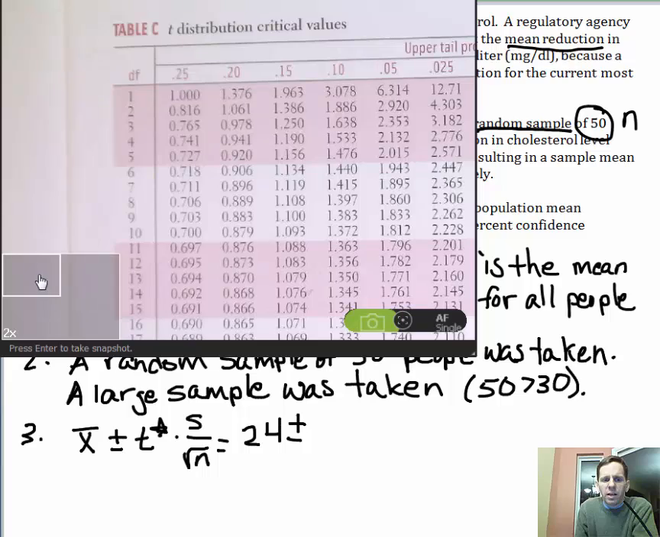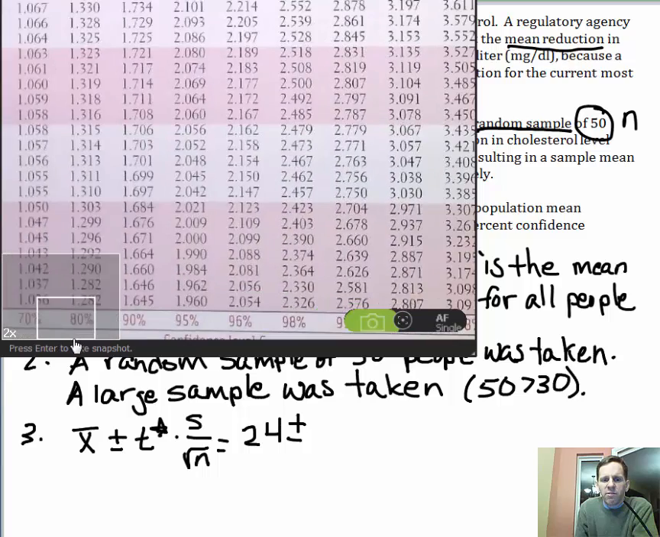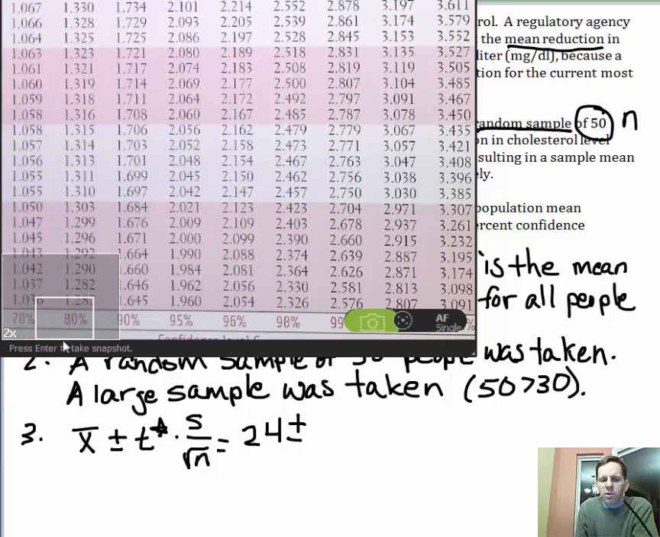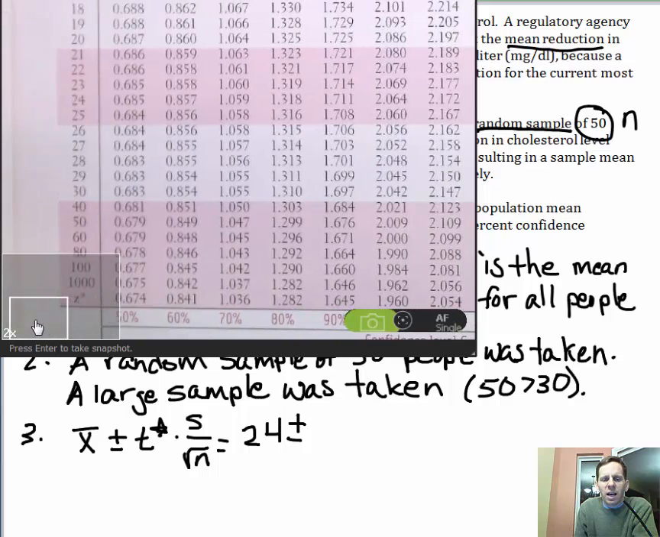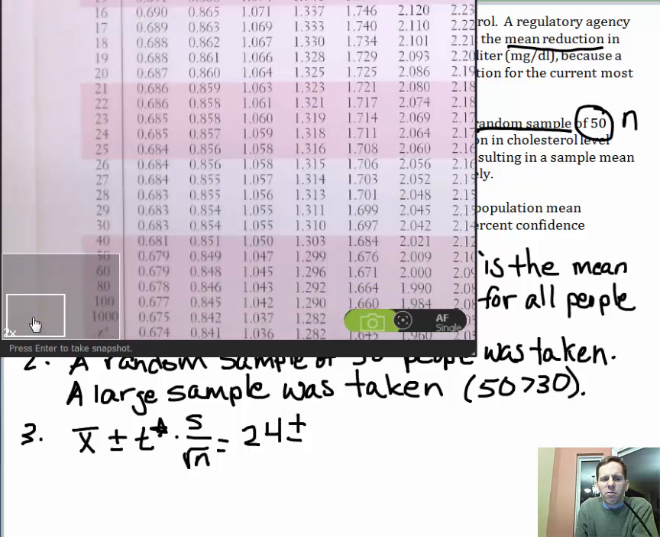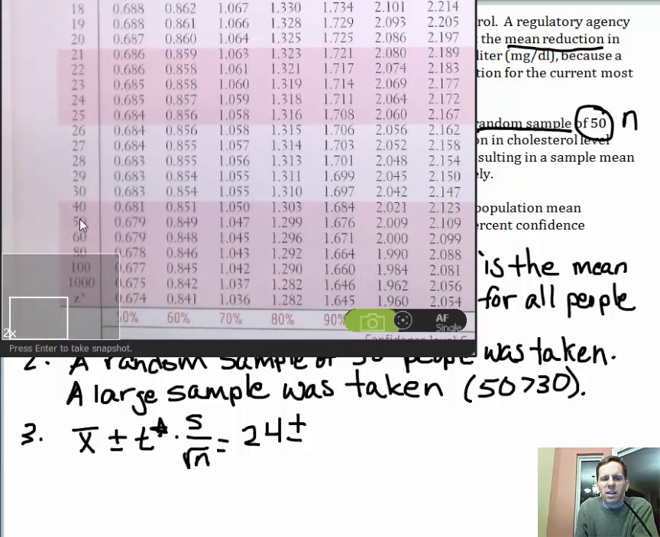We're going to work with 95% confidence, so we're going to go to 95% at the bottom. And for our degrees of freedom, you may remember our sample size is 50. So our degrees of freedom is going to be 50 minus 1, or 49. I'm looking on the chart and I don't see 49 anywhere. I see 50 and then I see 40. So what do we do? Do you use 50?